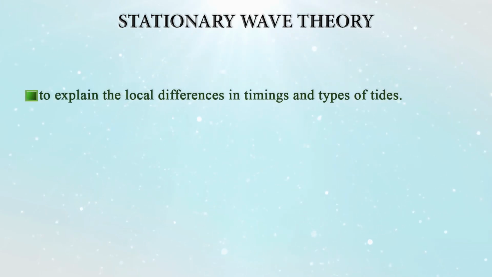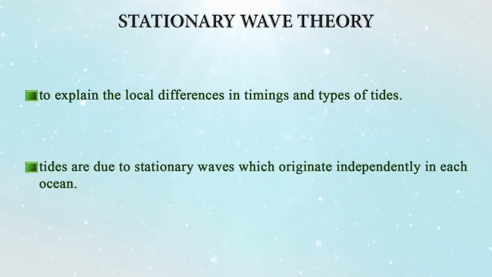Now, there was another theory given by Harris, which is the stationary wave theory, and it explains the local differences in the timings and the type of tides. Tides are due to stationary waves which originate independently in each ocean. Harris explains that it is not due to progressive waves which originate in the southern ocean, but it is more of a local phenomenon, and it originates due to stationary waves which originate independently in each ocean.